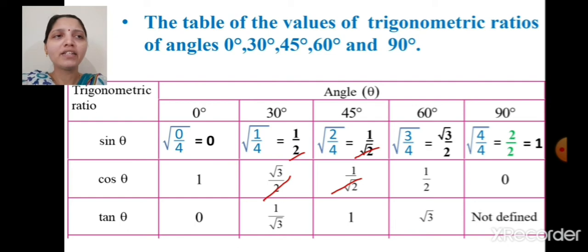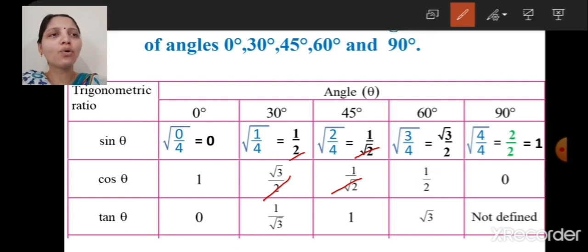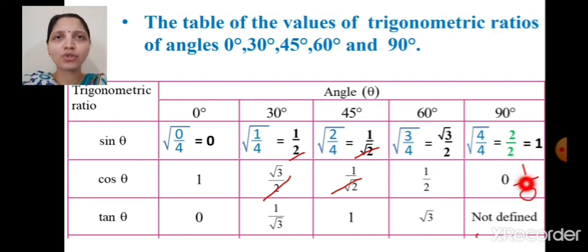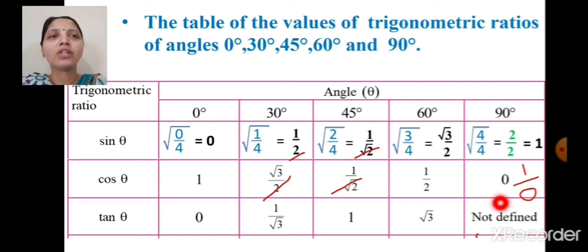For tan 90, what ratio are you getting here? 1 upon 0 ratio. Okay. And if you have 0 in the denominator, that ratio's value you cannot find out. So that means here you have to write not defined or cannot be determined. Okay. So these are the values for trigonometric ratios of different angles. And this table you have to learn by heart. Okay. So this way if you remember, you can easily find the values of all the ratios.